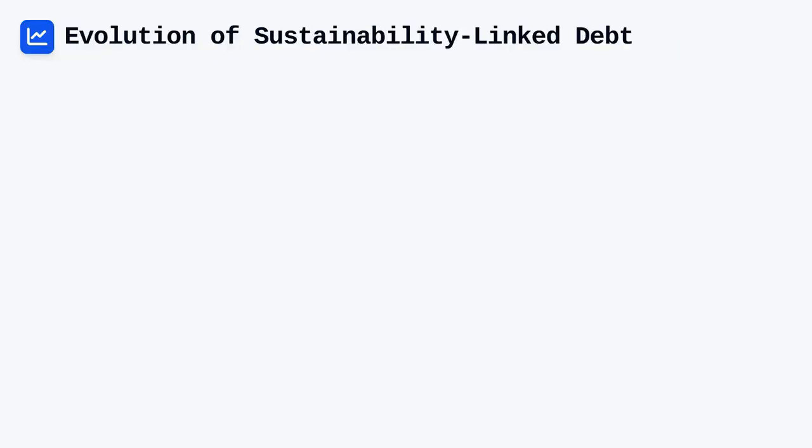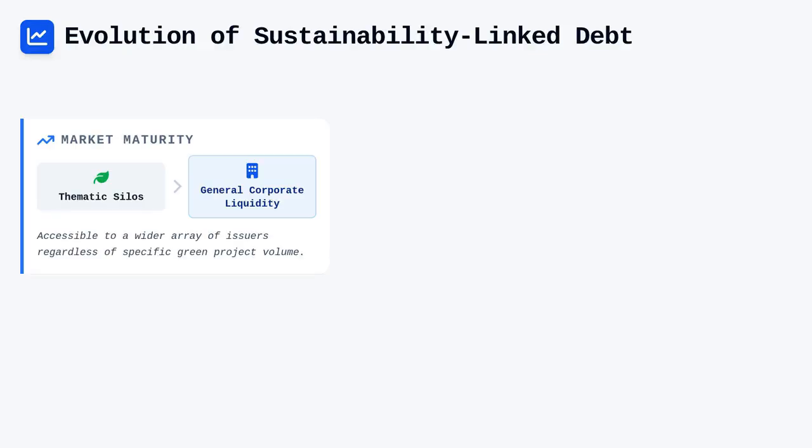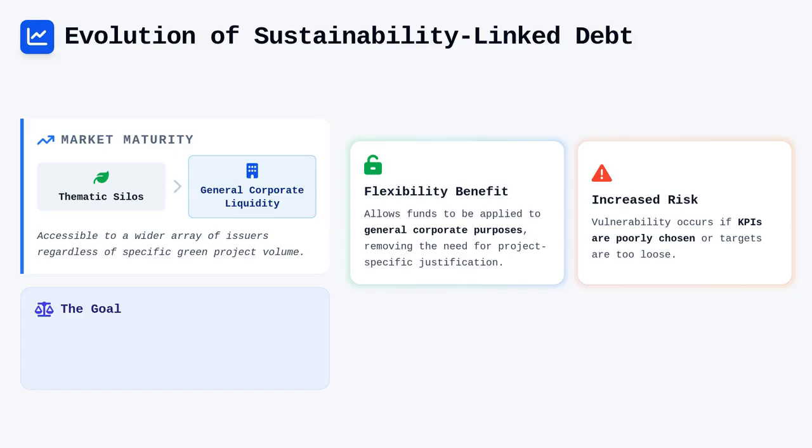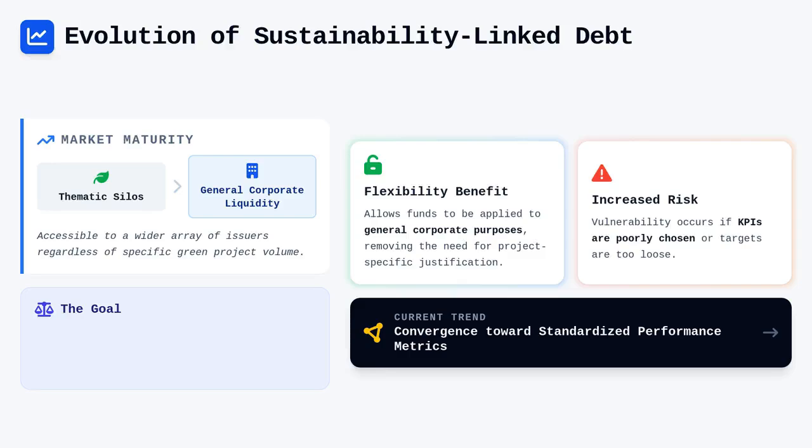The evolution of these instruments reflects a broader maturity in the capital markets, moving away from thematic silos and into general corporate liquidity. Because these loans can be applied to general corporate purposes, they are accessible to a wider array of issuers who may not have enough individual green projects to justify a dedicated green bond issue. However, this flexibility increases the risk if the key performance indicators are poorly chosen or if the targets are too loose. As the market develops, we are seeing a convergence towards standardized definitions that help lenders and investors compare performance across different sectors. This push for standardization is essential to ensure that sustainability-linked debt remains a credible tool for financing the global economic transition.